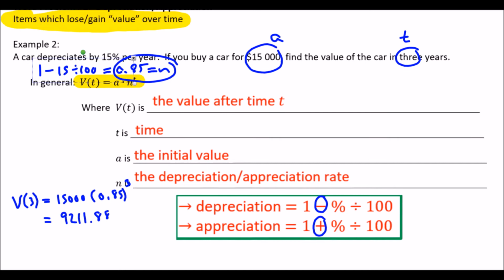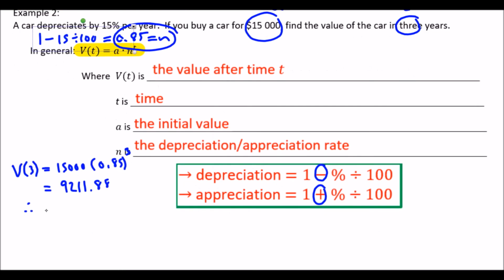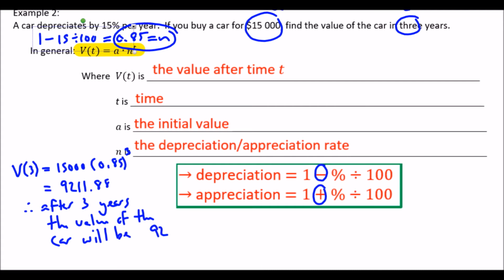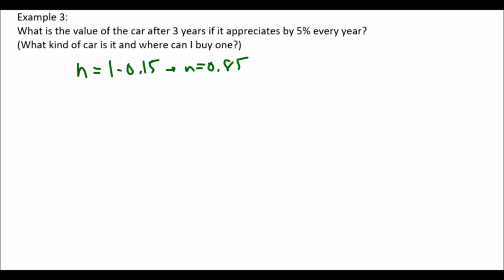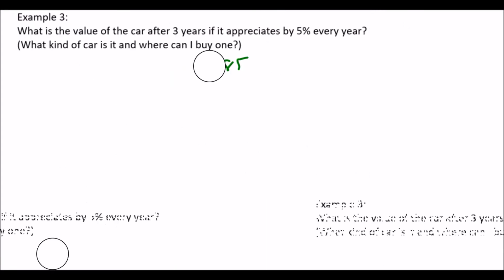So therefore, I'm going to write a therefore statement. Therefore, after 3 years, the value of the car will be $9,211.88. Done. All right. Let's continue on here. I need to erase that. Excuse me. Sorry.